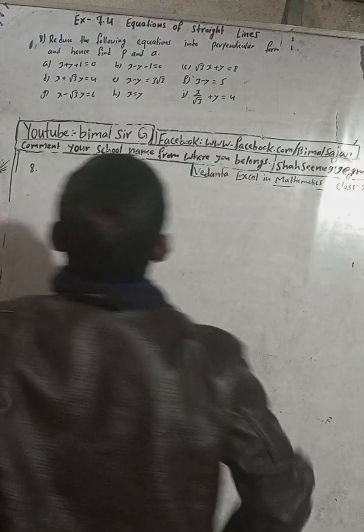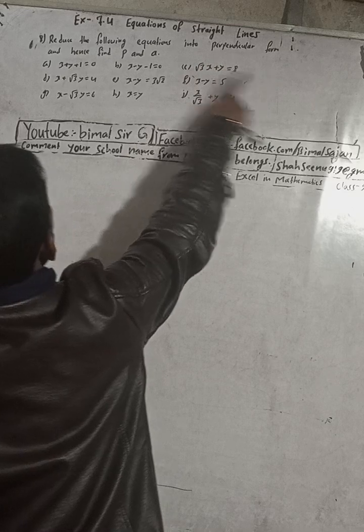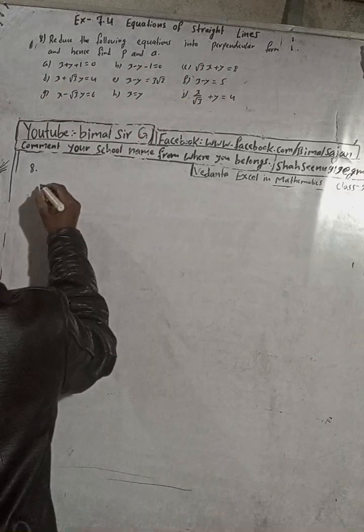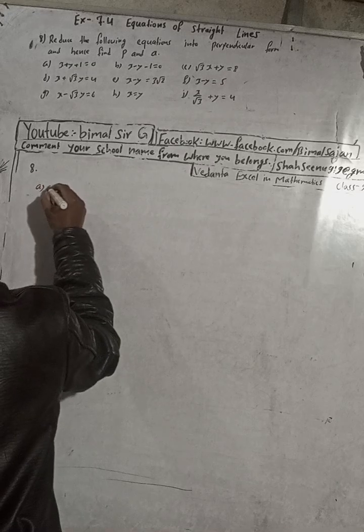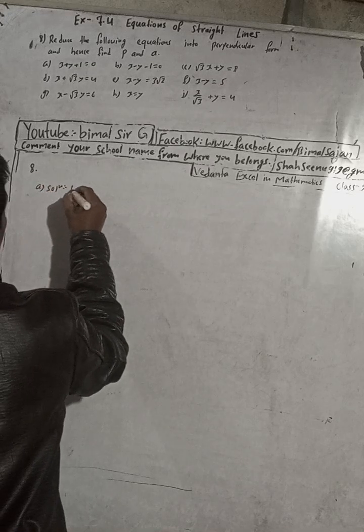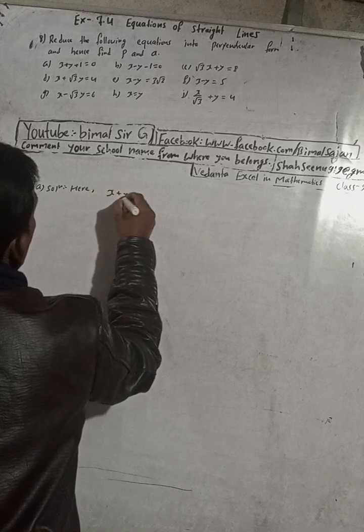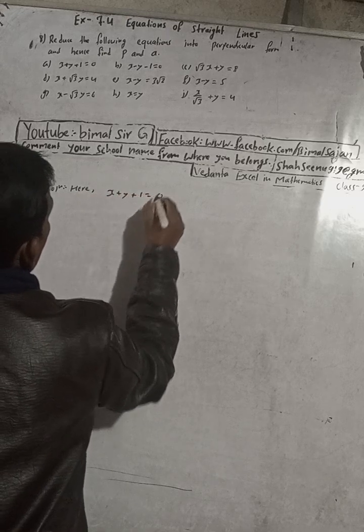Here the question is 8, exercise 7.4, equations of straight lines. Reduce the following equations into perpendicular form and hence find p and alpha. So here is 8a solution. Here the equation is x plus y plus 1 is equal to 0.